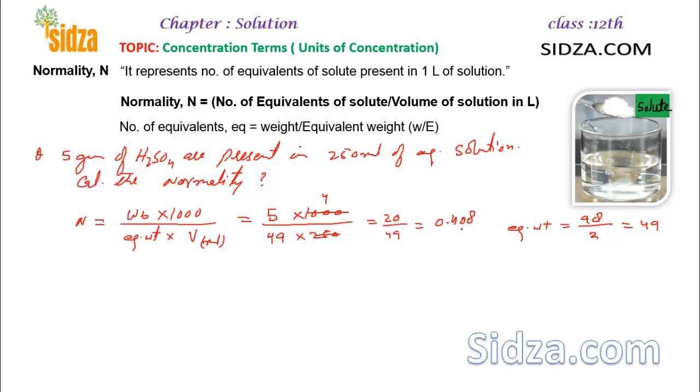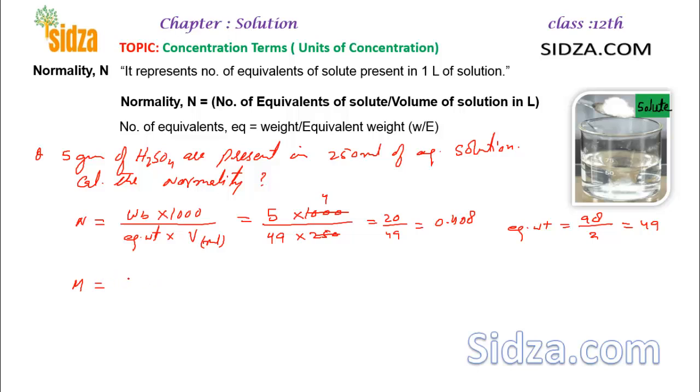Normality. That means 0.408 gram equivalents are present in 1 liter of a solution. Now what about the molarity? Let's check the molarity and see what will be the difference for the same solution. If you have 5 grams of H2SO4 in 250 mL of aqueous solution, what will be the molarity there?